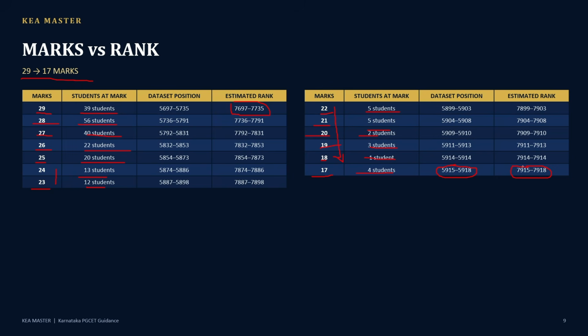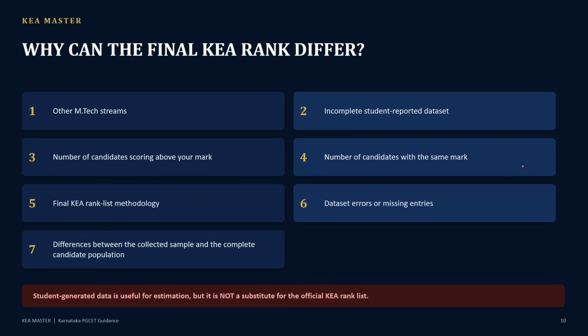Now before we finish, one important thing you should understand: why can your final KE rank be different from these estimates? The main reason is that the available dataset is primarily based on CSE students, while the overall M.Tech candidate pool also contains students from other streams. We don't have the complete marks distribution of every candidate. So there may be additional candidates from other streams scoring above or around your marks.